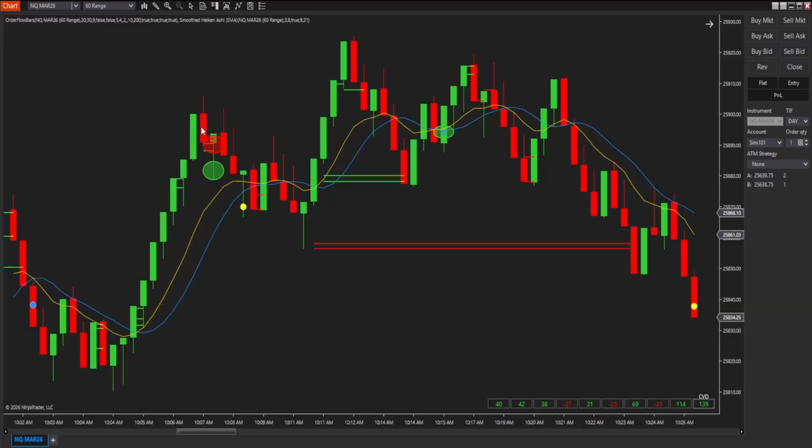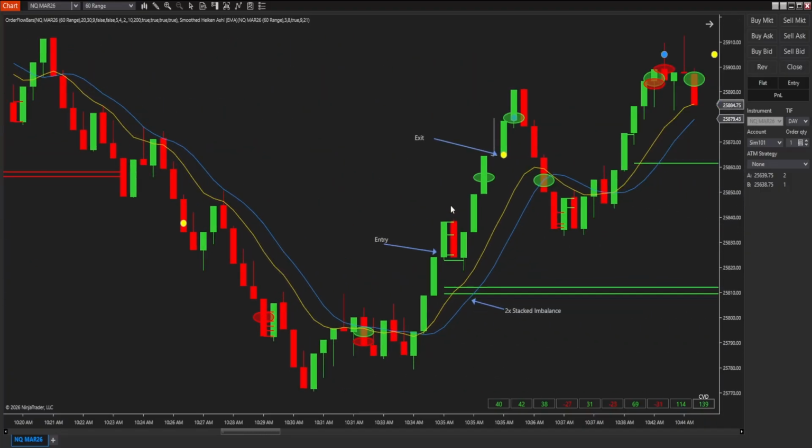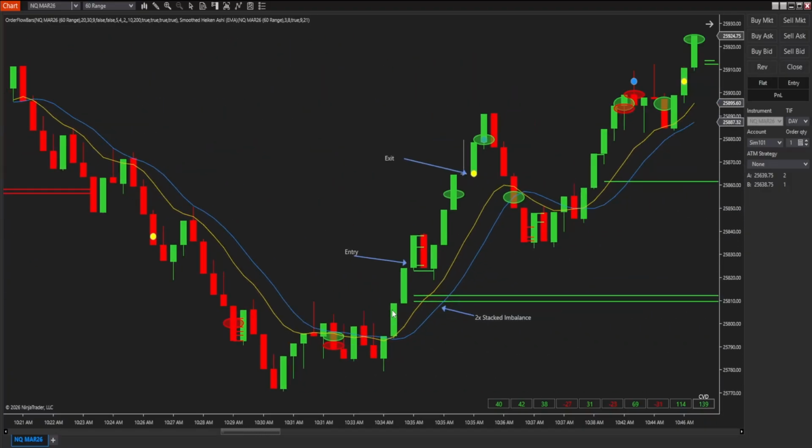You're not going to get the whole move. I was lucky and I got this move right here. Most of the time, I'll just get like 25, 50% of the move. If I get 25% of the move, I'm happy. Okay, so this one is a good area.